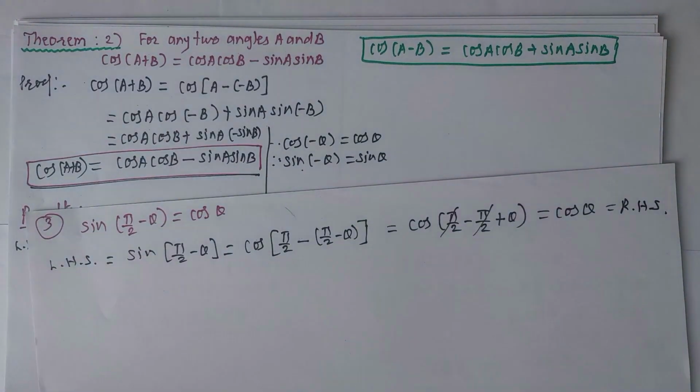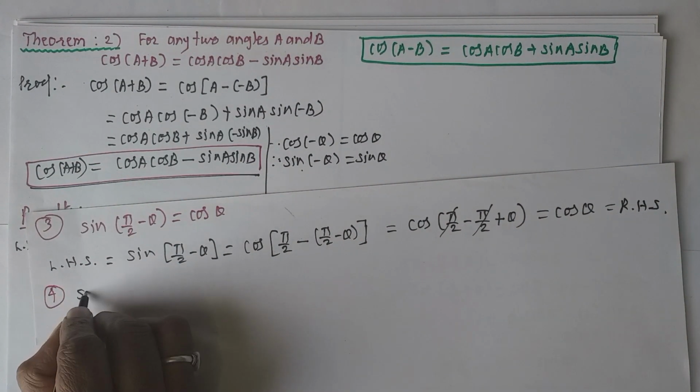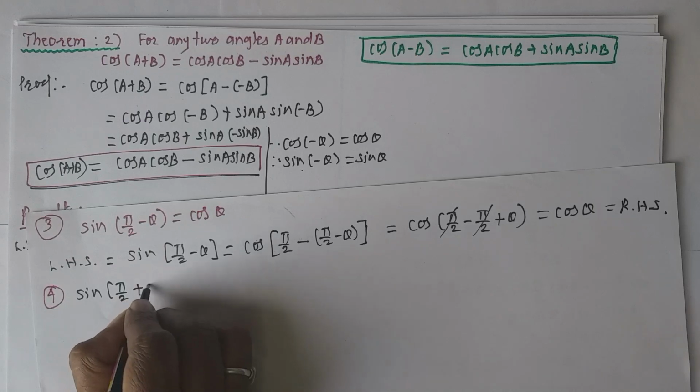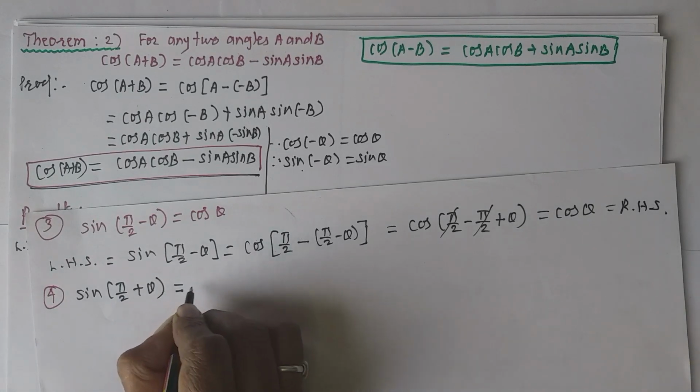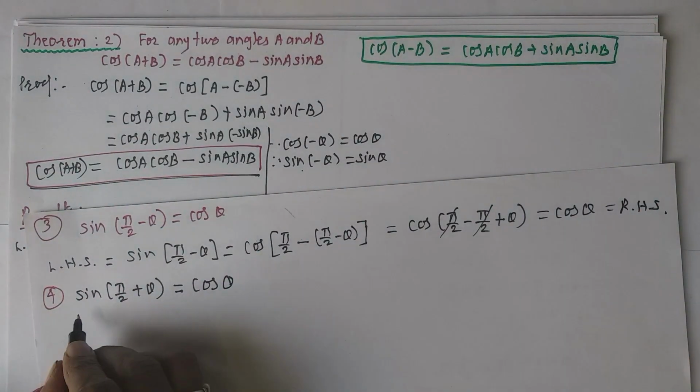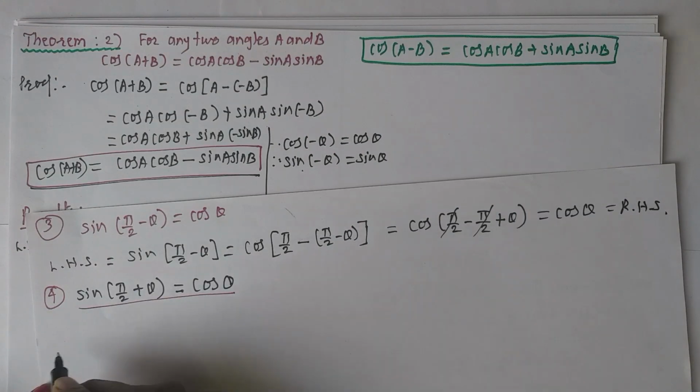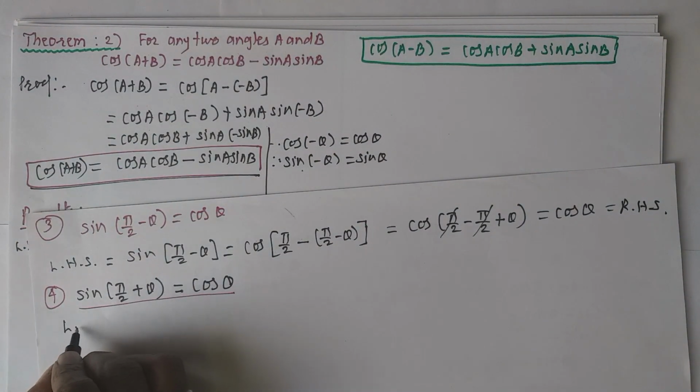Okay, now we will prove the fourth result. Sin pi by 2 plus theta is equal to cos theta. Okay, this is our fourth result. We will prove this. Now take again the left hand side.